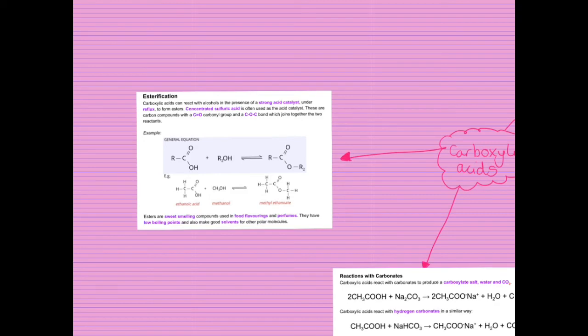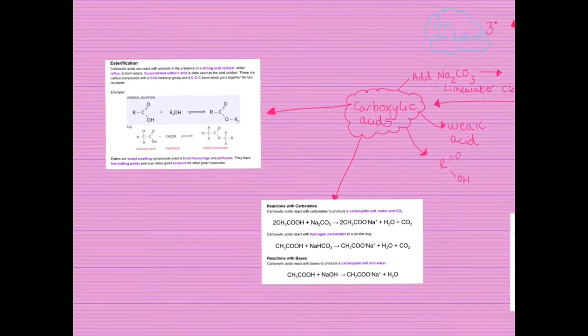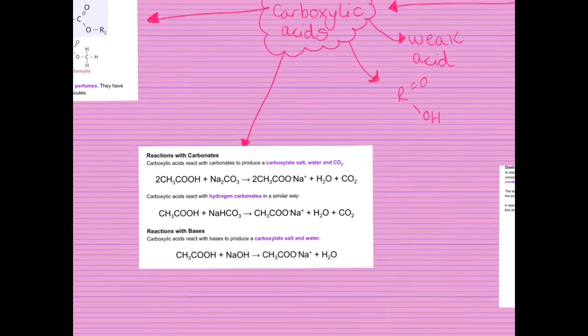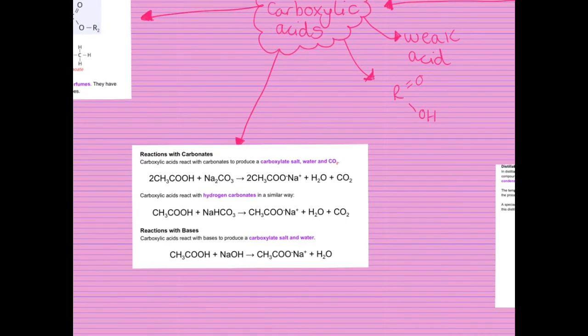And we label them, so the alcohol that's used is the first part of the name, so methyl, because it's methanol, and then the carboxylic acid uses the -oate. And finally, they can react as salts. Okay, and you need to learn these, so you might want to pause the screen here.